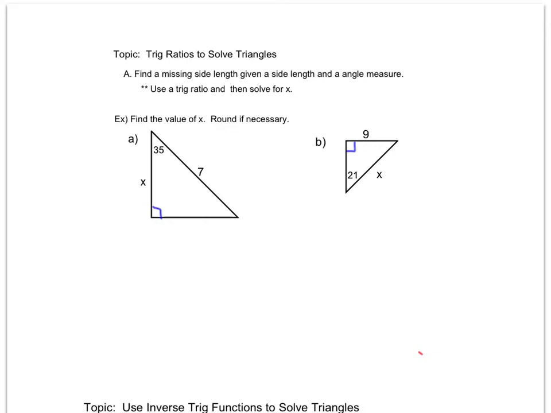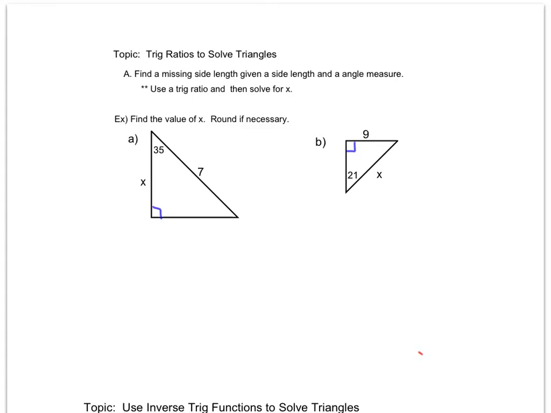Now that you're familiar with your trig functions, we're going to talk about trig ratios that we can use to solve triangles. There'll be two separate videos. The first video, as you can see that's marked here, is going to be finding a missing side length. The second video is going to be solving a missing angle.